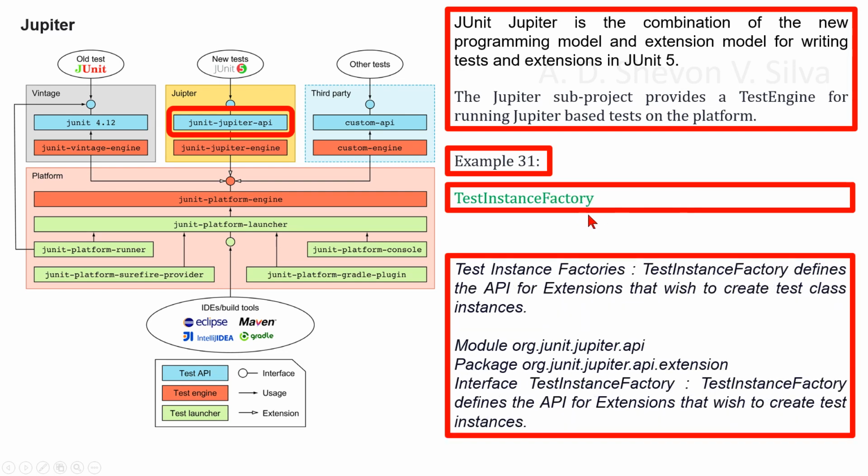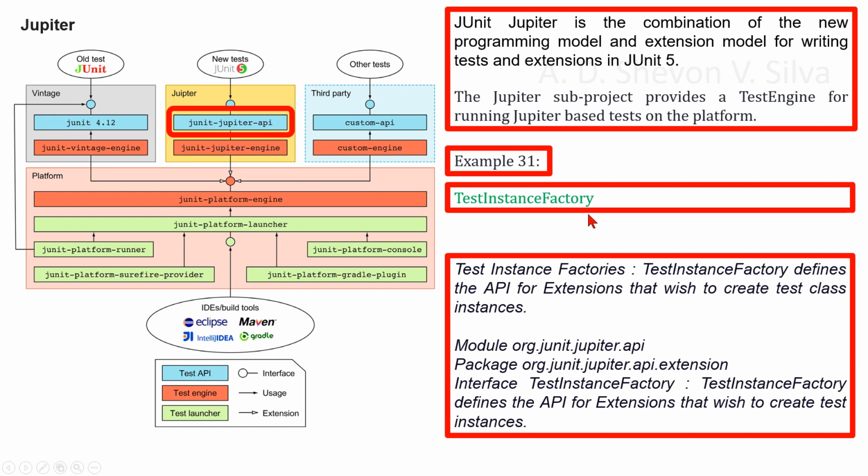Now we are considering test instance factories. TestInstanceFactory defines the API for extensions that wish to create test class instances. Interface TestInstanceFactory in package org.junit.jupiter.api.extension in module org.junit.jupiter.api. TestInstanceFactory defines the API for extensions that wish to create test instances.